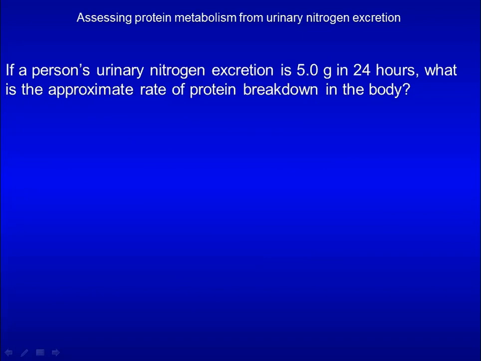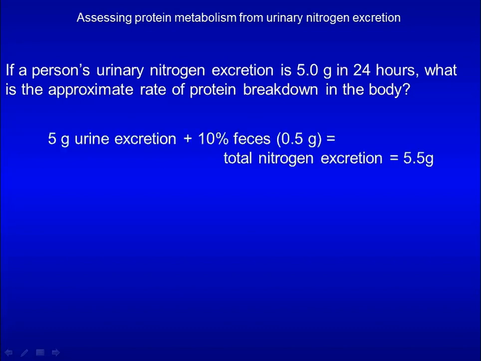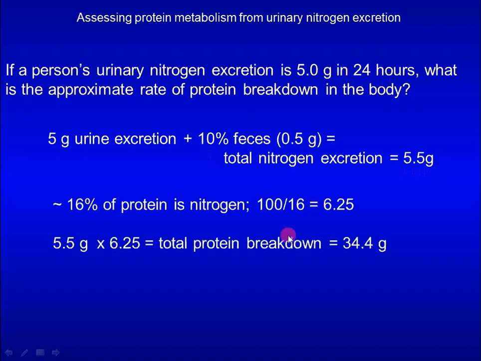For example, excretion of 5 grams of nitrogen in the urine in a day means the total nitrogen excretion is 5.5 grams. By multiplying this number by 6.25, this gives us 34.4 grams of total protein breakdown in a day.